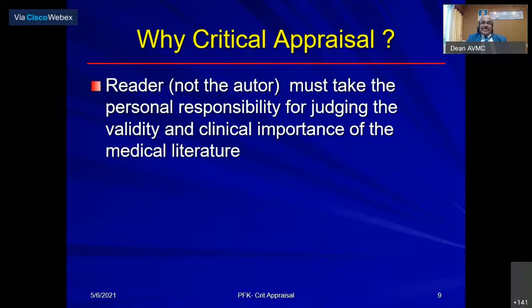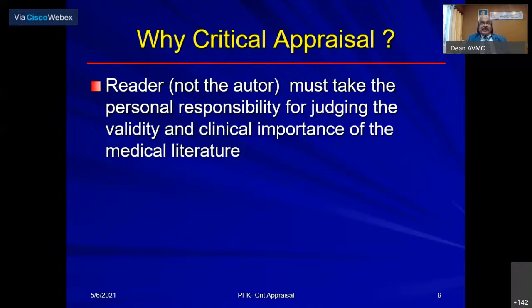And this is a very important statement. The reader must take personal responsibility for judging the validity and clinical importance of the medical literature. Whoever publishes it, if anybody reads it, it is his responsibility to judge it and give a value to it. He can't say that it was published, so I followed it, gave it to my patient, and the patient kicked the bucket. No, the author is not responsible.